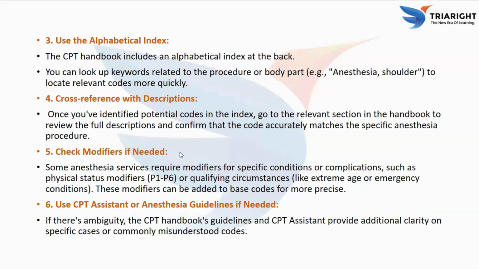And the third step is you have to use the alphabetical index. What does it mean? The CPT book has an alphabetic index listed at the back. Why does it help? Because it saves time and helps you to find the possible codes quickly. How to use it? You have to look up the keywords like anesthesia, body part like shoulder, knee, abdomen, and also the procedure name. For example, you search anesthesia shoulder. You will see a list of suggested code numbers. Never code directly from the index, it only guides you.